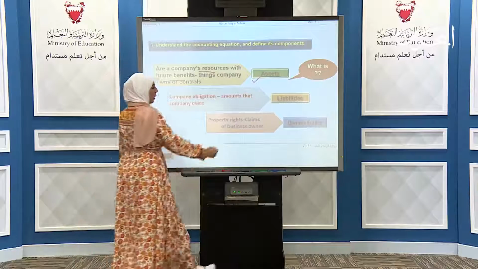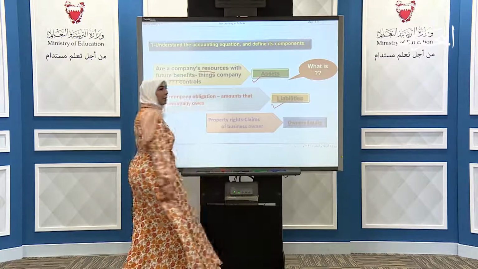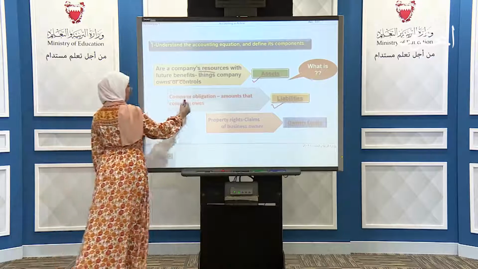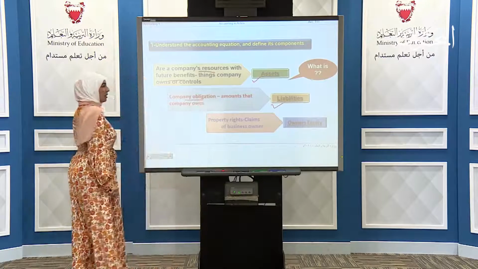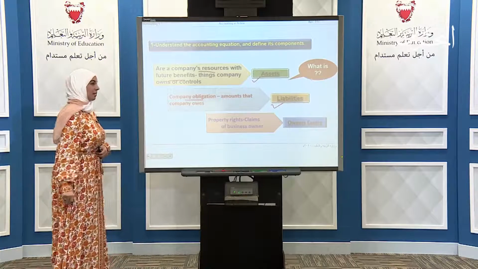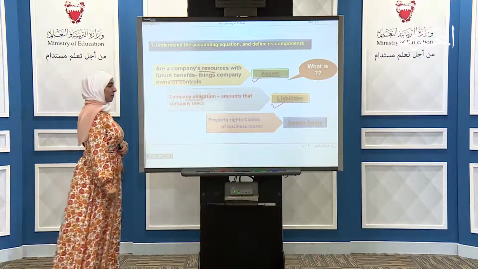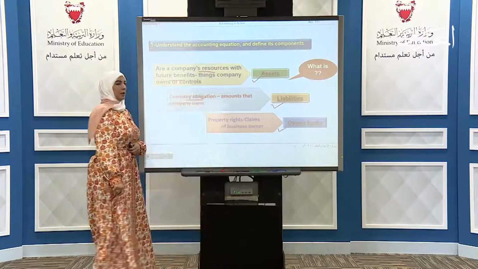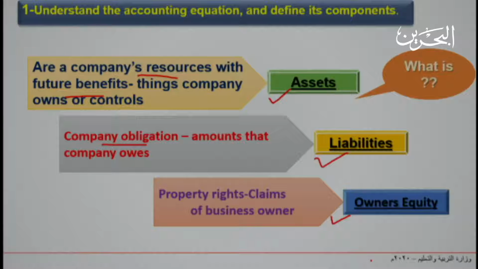Then what do we mean by liability, my student? Liabilities are the company's obligations and amounts that the company owes. Finally, what do we mean by owner's equity? Owner's equity is the property, rights, and claims of the business owner. By that, we know the components of the accounting equation.